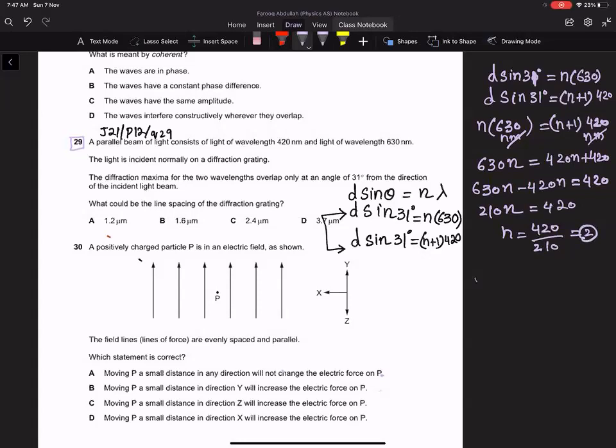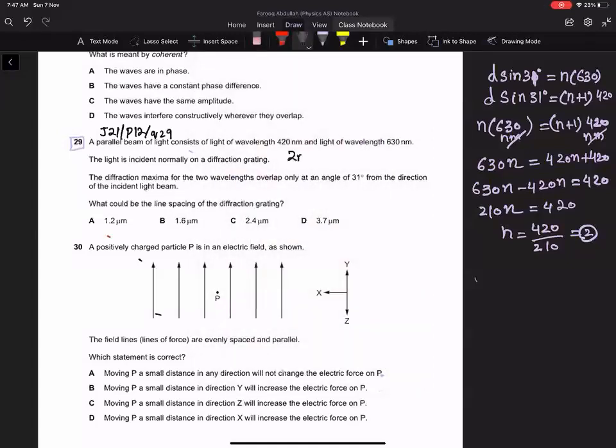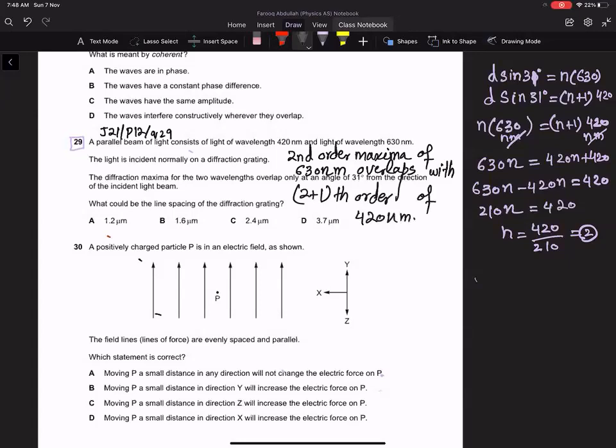So now what we got is the second order maxima of 630 nanometer overlaps with the 2 plus 1th, that is third order of 420 nanometer. Now let's calculate d.